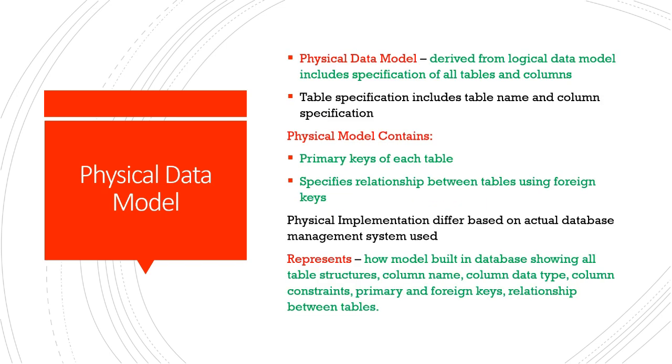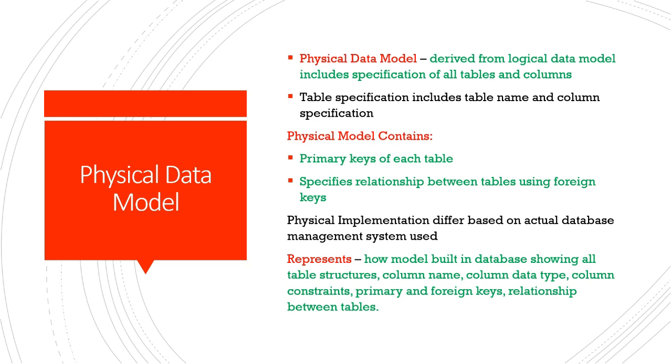Then you have the physical data model, which is derived from the logical data model, and this includes the specification of all the tables and columns. The table specification will include the table name and the column name. So this essentially means everything. Whenever you've built your database, this is what it's going to be. You'll have a physical data model.